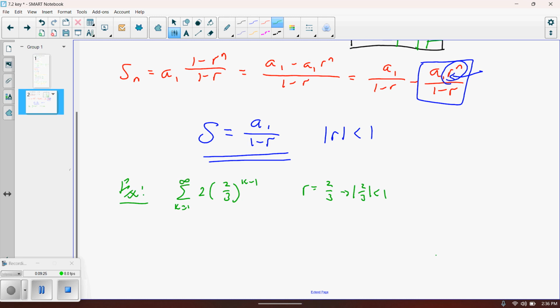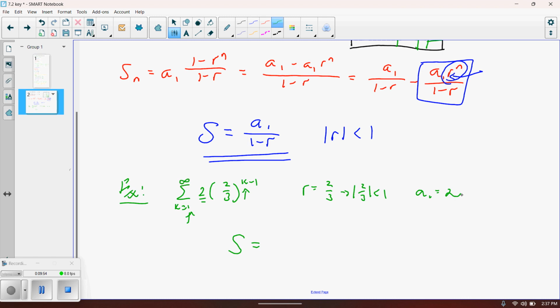So we know that this is going to have a sum. And if that's the case, what I need is the a sub 1 value. Well, the a sub 1 value is the first term. So if you simply start by plugging 1 into the k value here, you get 1 minus 1 as a power, which is 0. 2/3 to the 0 is 1, but don't forget you're multiplying it by that 2 out front there. So the very first term, a sub 1, is 2.